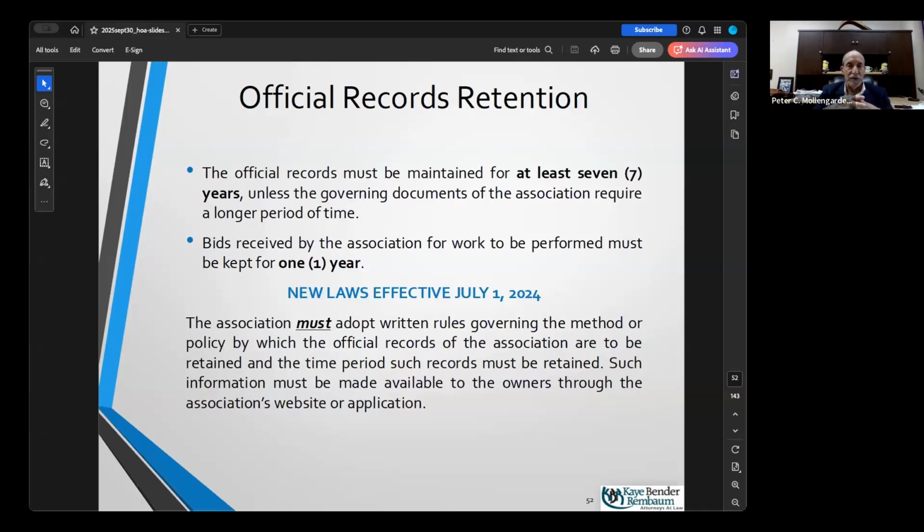Effective last year, the association must adopt written rules governing the method or policy by which the official records are to be retained, and the time period such records must be retained. That information must be made available to the owners through your website or app.